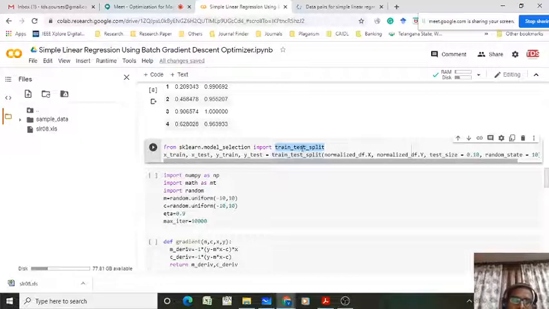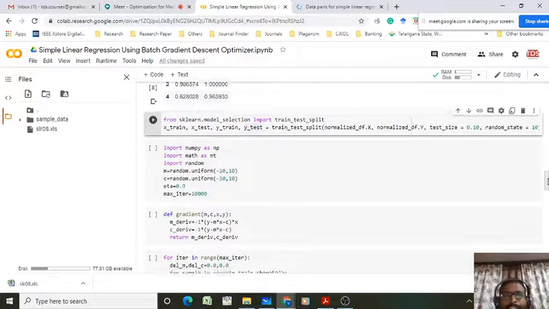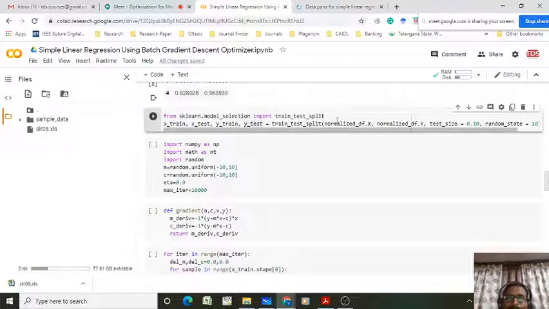Here it will return 4 values. One is x train, the input for the training; x test, the input for the testing; y train, the output for the training; and y test, the output for the test. It will come out in the form of a data frame. Why a data frame? Because we are passing data frame inputs.